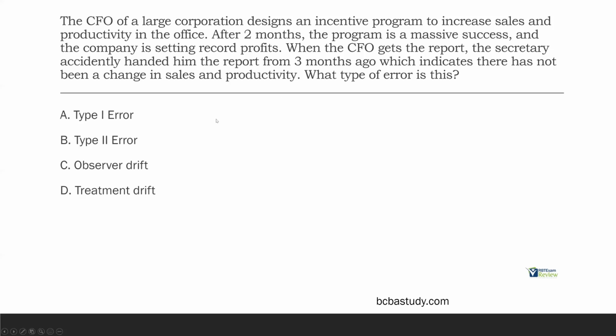A, type 1 error. Type 1 error is a false positive. We're looking for a false negative, which is going to be B, type 2 error. Not observer drift, not treatment drift, okay? Because we've got all the data, we've collected everything. It's just a type 2 error. It's a false negative. This report is falsely reporting that the incentive program didn't work when it actually did. So the type of error this is, is a type 2 error.